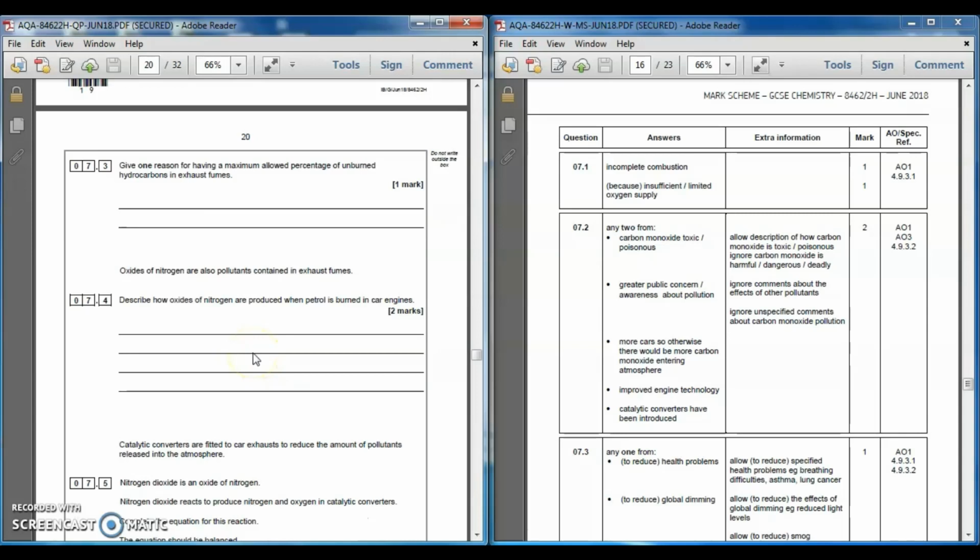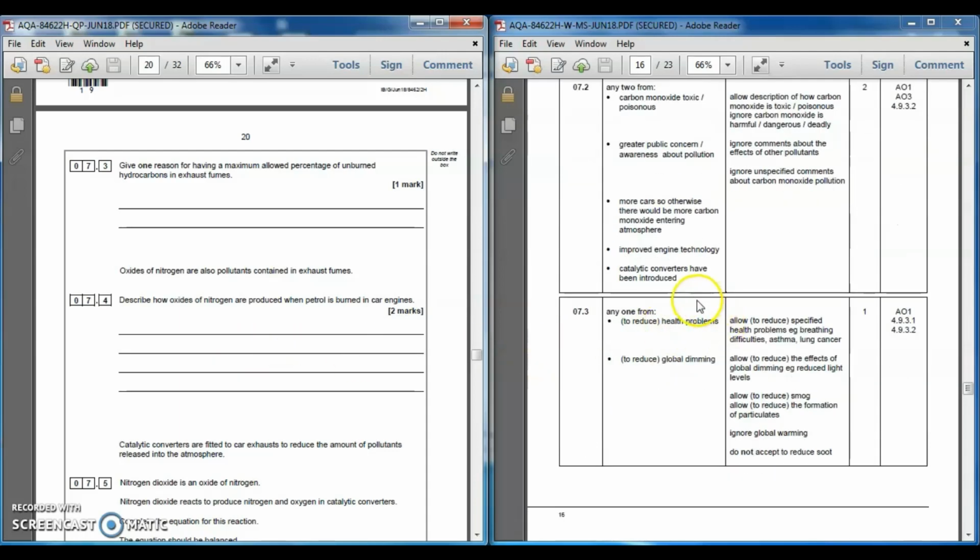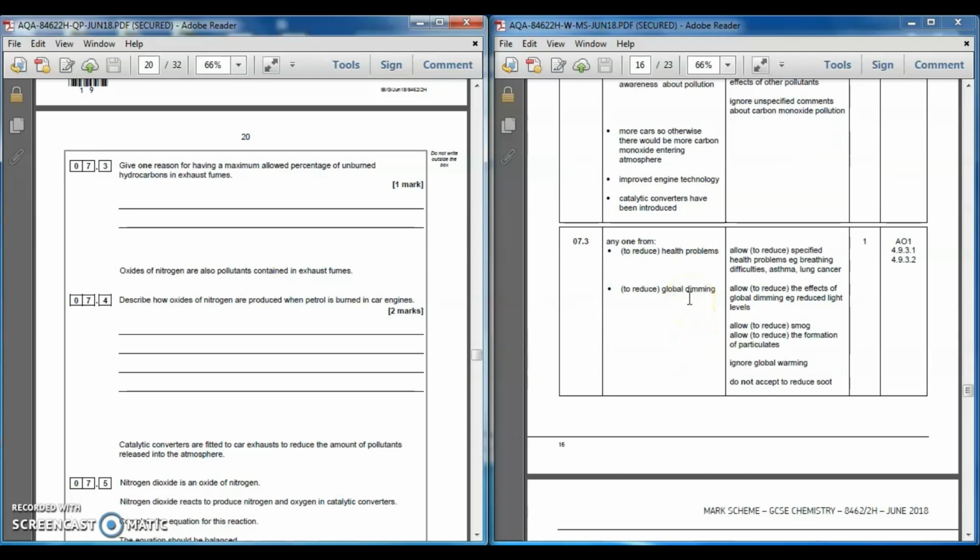7.3 then. This is a different thing. We're not talking about carbon monoxide anymore. That's where some people made a mistake here. We're talking about unburnt hydrocarbons. This is a problem, particularly in things like diesel engines, I think. And it's another one of the specific things about pollutants in the atmosphere that we need to know about.